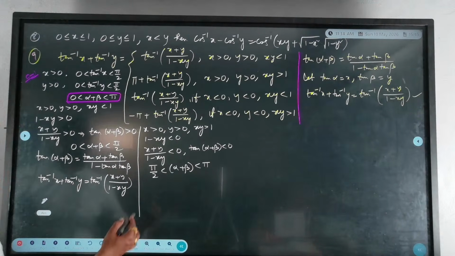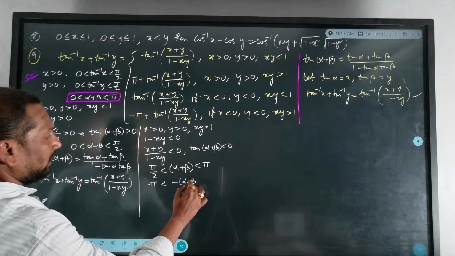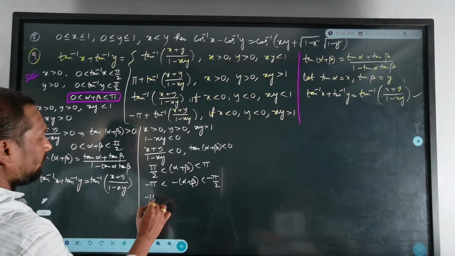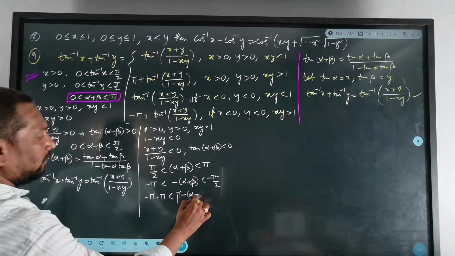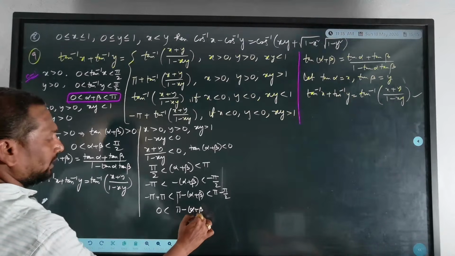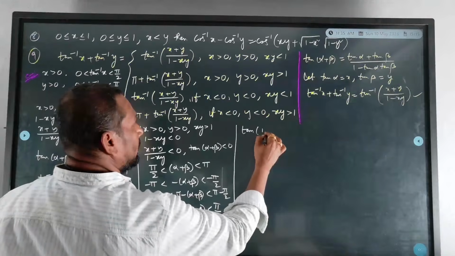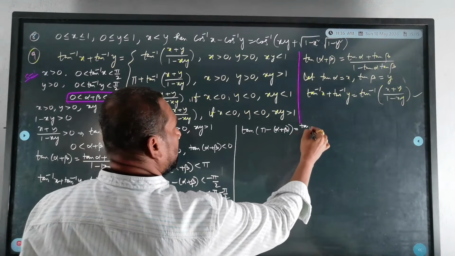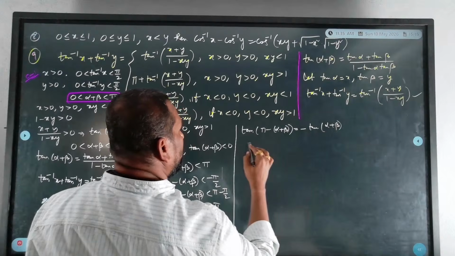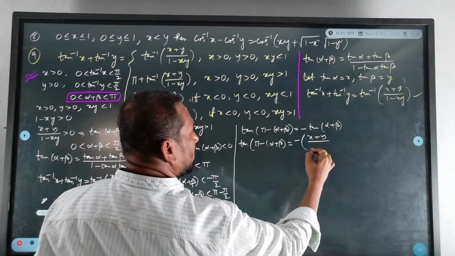So to bring it into minus pi by 2 to pi by 2, what should we do? Multiply everything by minus. Minus pi less than minus of alpha plus beta less than minus pi by 2. Now add pi. Minus pi plus pi less than pi minus of alpha plus beta less than pi minus pi by 2. So 0 less than pi minus of alpha plus beta less than pi by 2. Okay? Now tan of pi minus alpha plus beta is equal to minus tan of alpha plus beta. So tan of pi minus of alpha plus beta is equal to minus of x plus y by 1 minus xy.